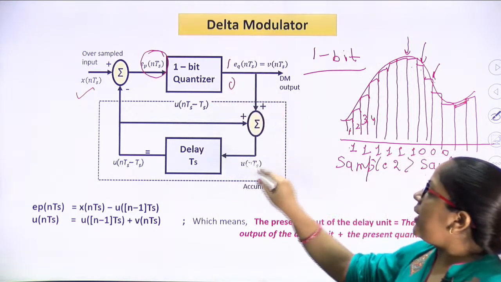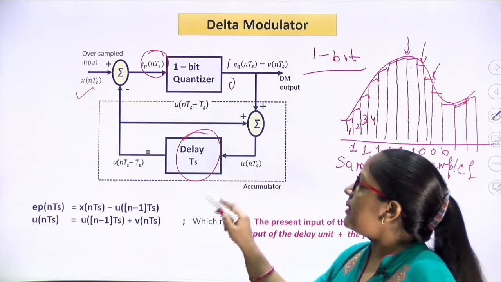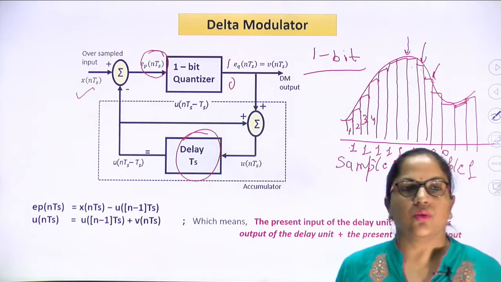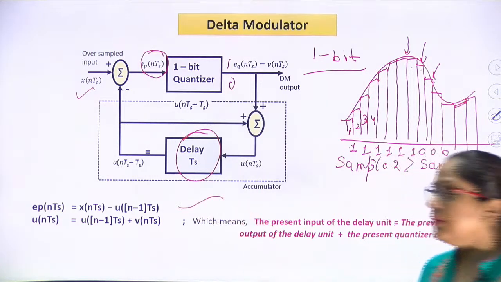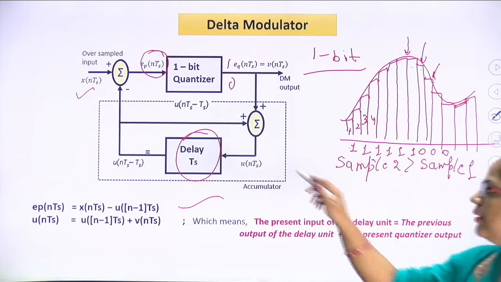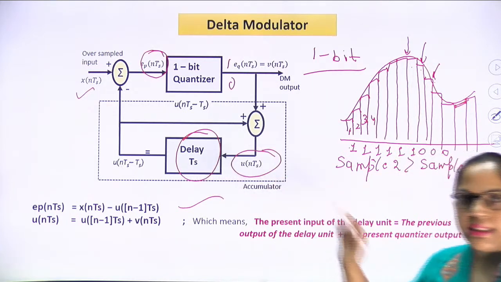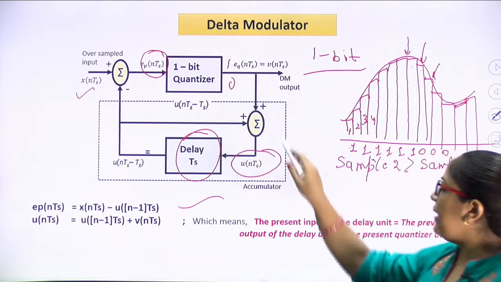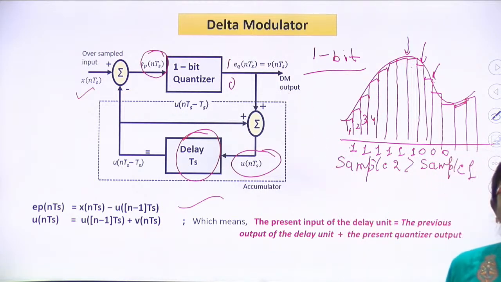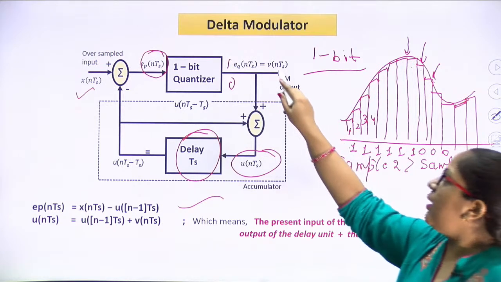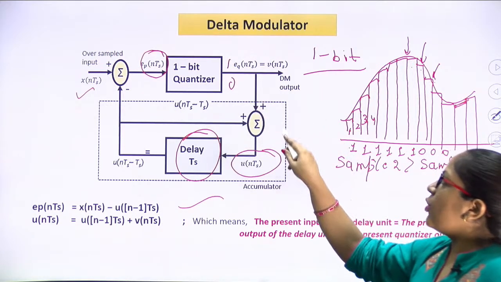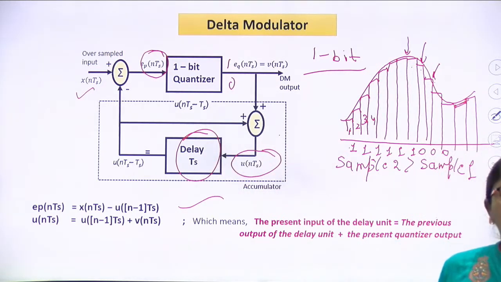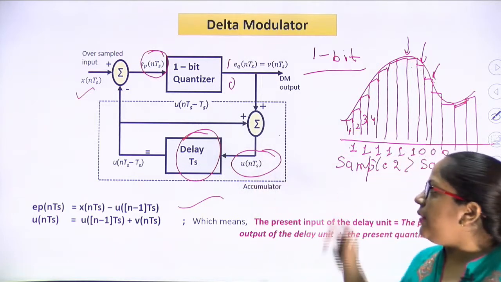Then again, with the help of feedback, the next sample is predicted and compared with its previous value. So what we can say here is that the present input of the delay unit is equal to the previous output of the delay unit plus the present quantizer output. Whatever quantized output we have is added with its own delayed output.